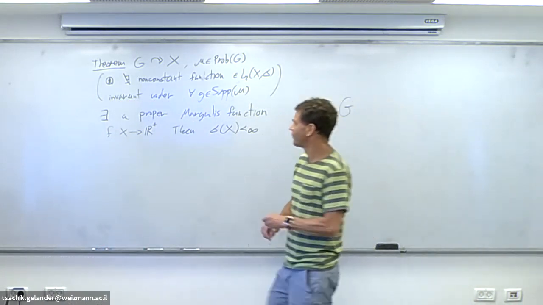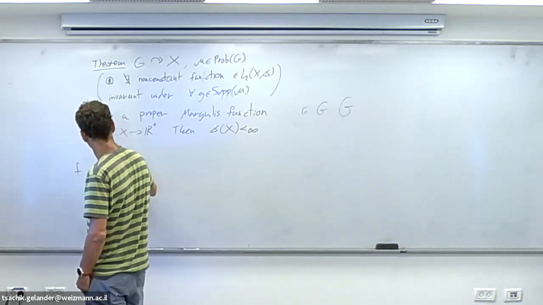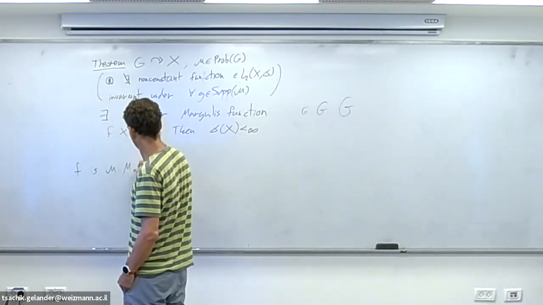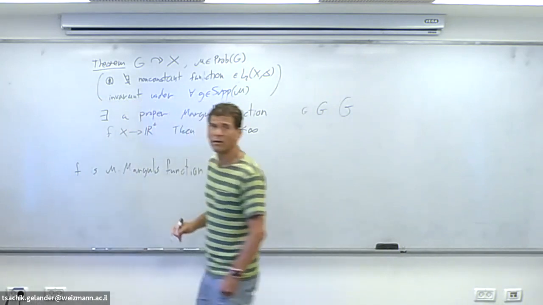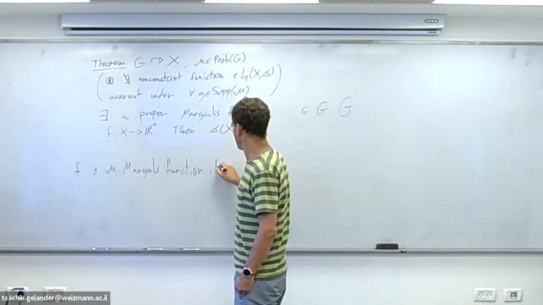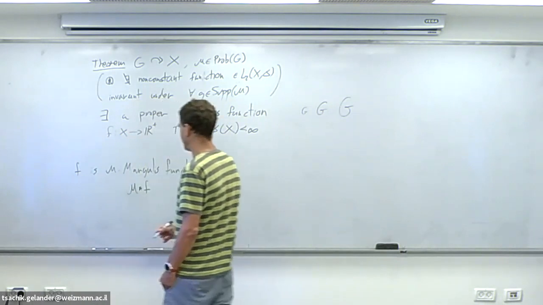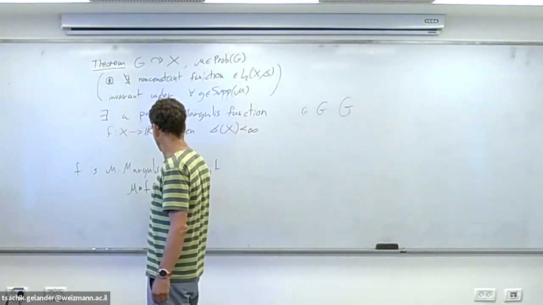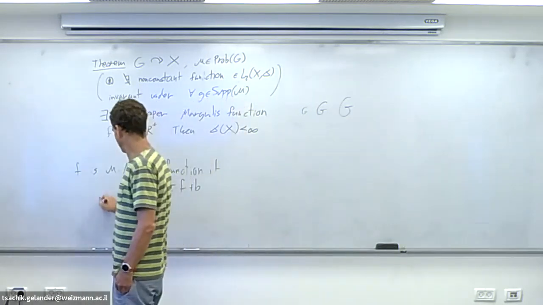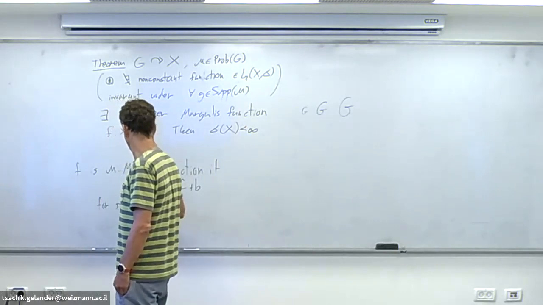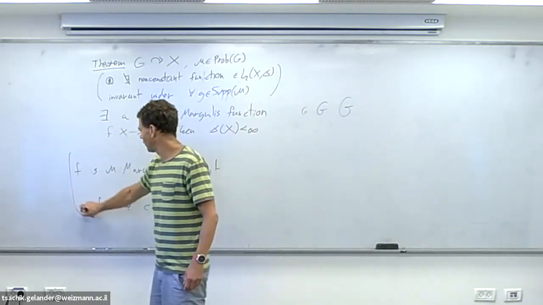With respect to the measure mu, a function f is a Margulis function if the convolution of f with respect to mu is smaller than c times f plus b at any point, for some c which is less than 1 and some b. So that's what we are looking for.